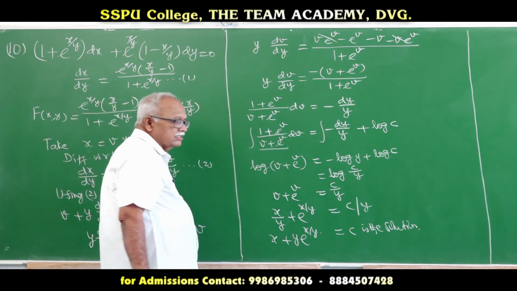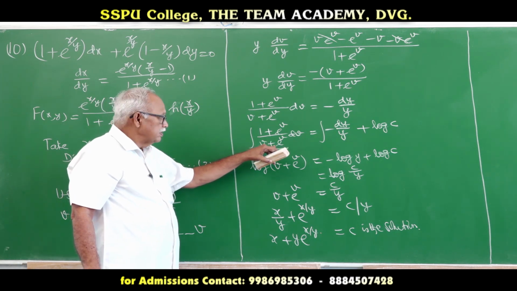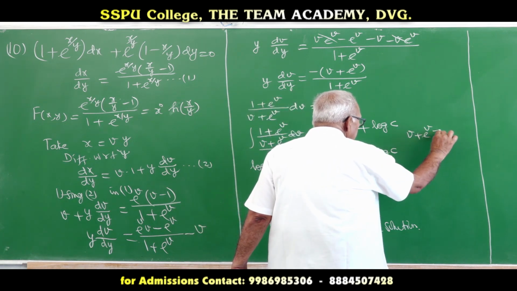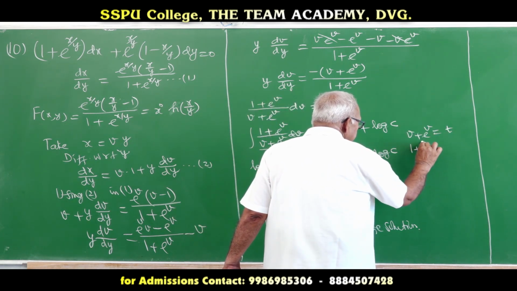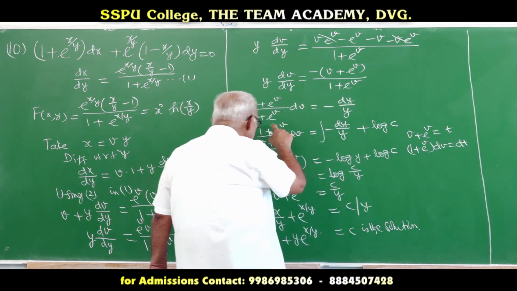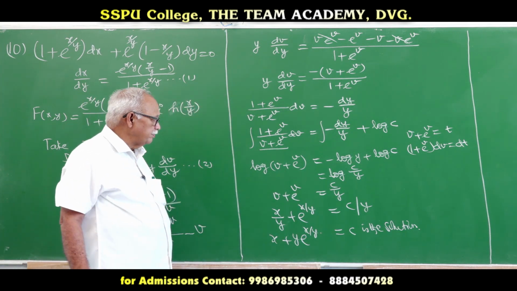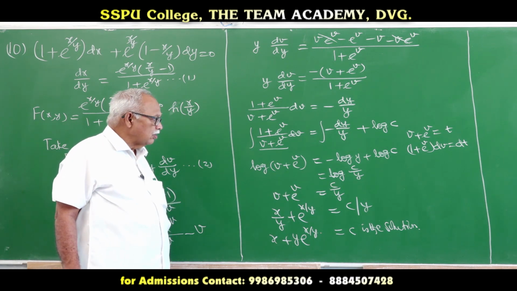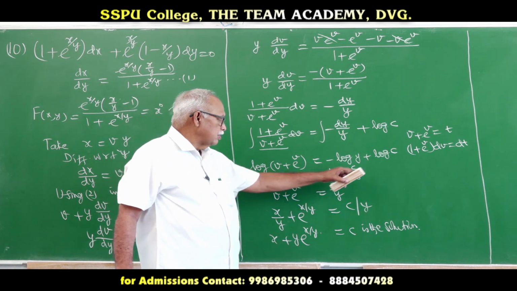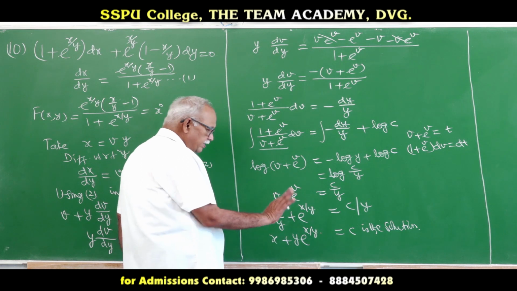So, integration has become easy because of the substitution method we are using here. V plus e power v is equal to t. See, (1 plus e power v) dv is equal to dt. So, this becomes integral of dt by t, which is log t. T is nothing but v plus e power v. So, this integral is log. All the three terms are in logarithms. So, this becomes log c by y. So, remove the logarithm and simplify, we get the answer.